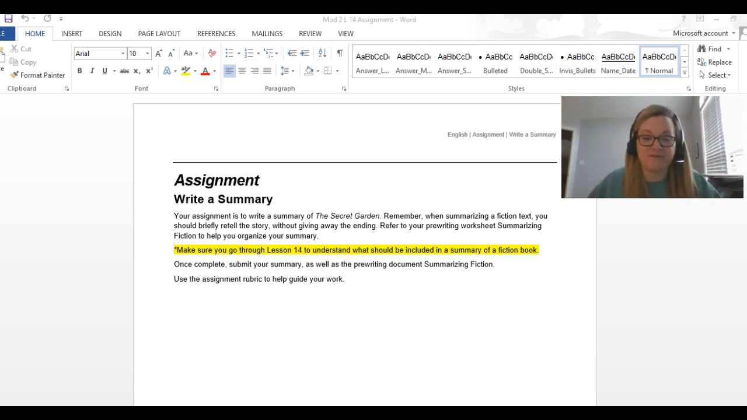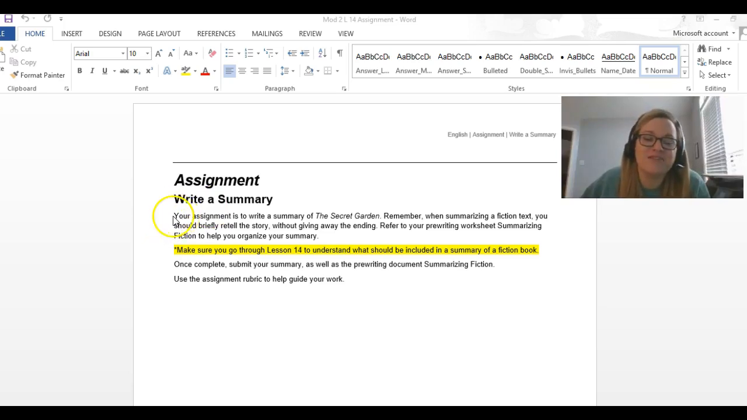So this is very important because you'll want to use this summary in your actual book review, okay? So this is the first step to writing your book review, okay? So make sure you are proud of this so you can just use it in your book review, okay?